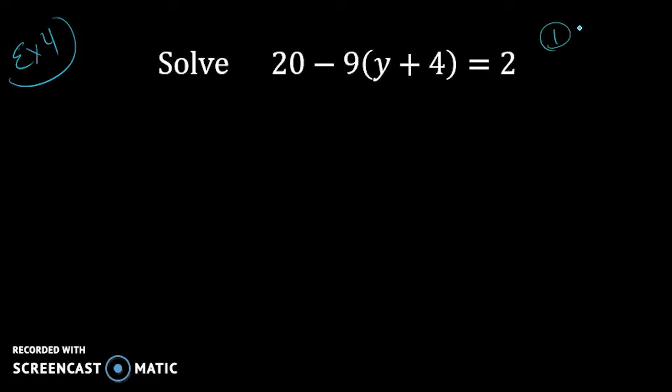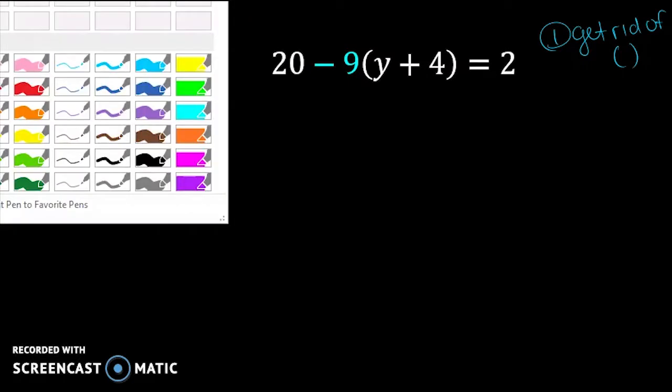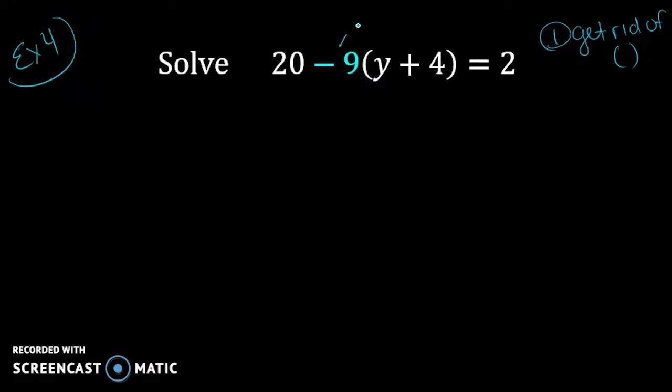First thing, get rid of parentheses. And I do that by using the distributive property. But make sure you notice on this, there's a negative sign or a minus sign in front of this 9, which means I'm not just multiplying by 9. I'm multiplying by negative 9. So when I distribute, I'm taking negative 9 times y, which gives me negative 9y. I'm taking negative 9 times 4, which is going to give me a negative 36.